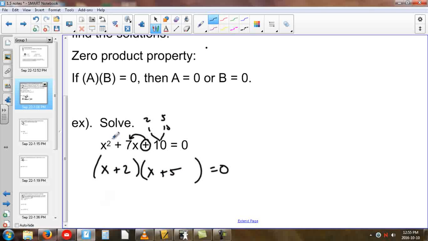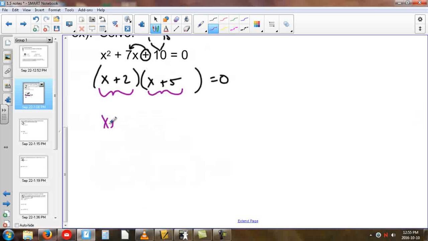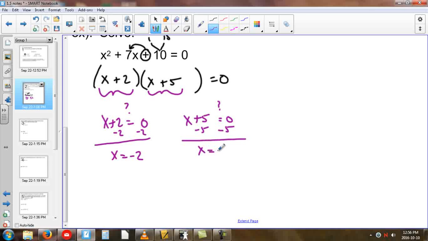Now this property here says that if this first thing is 0, then I don't care what's over here. And conversely, if this is 0, then I don't care what's on the left. Either case is 0, I'm going to get 0 as a result because it's multiplication. So I'm going to look at these separately, at least this first time. X plus 2, I'm asking when would it be 0? And x plus 5, I'm asking again when would it be 0? So I'd minus 2 to solve for x, and x would equal negative 2. Over here I'd minus 5 to solve for x, and x would equal negative 5.